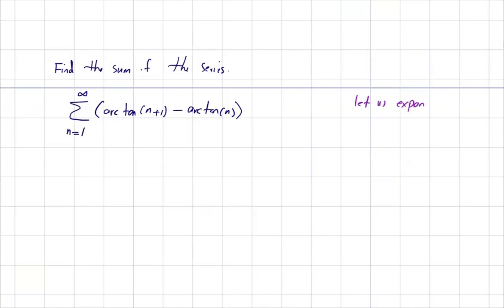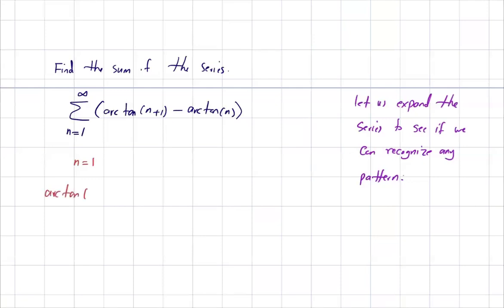Let us expand the series to see if we have any behavior that we can recognize, to see if we can recognize any pattern. So if n is equal to 1, you get inverse tangent of 2 minus inverse tangent of 1. If n is equal to 2, you get inverse tangent of 3 minus inverse tangent of 2.